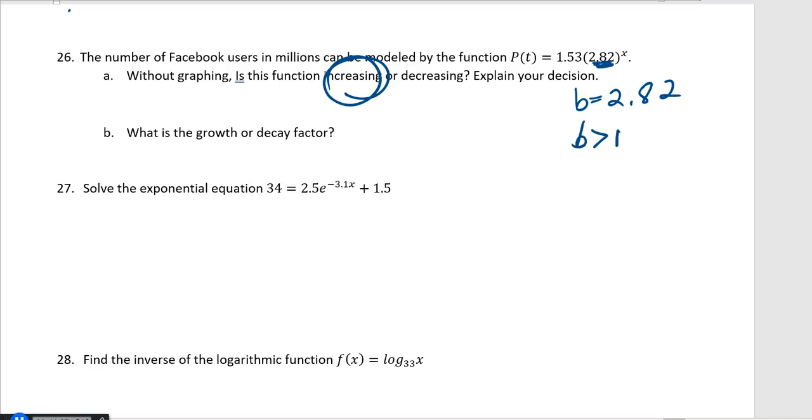What is the growth or decay factor? Well, in this case, our growth or decay factor will simply be this b. So it's 2.82. I know it's going to be growing, first of all, because I just said it was increasing, right? So it's going to be a growth factor.